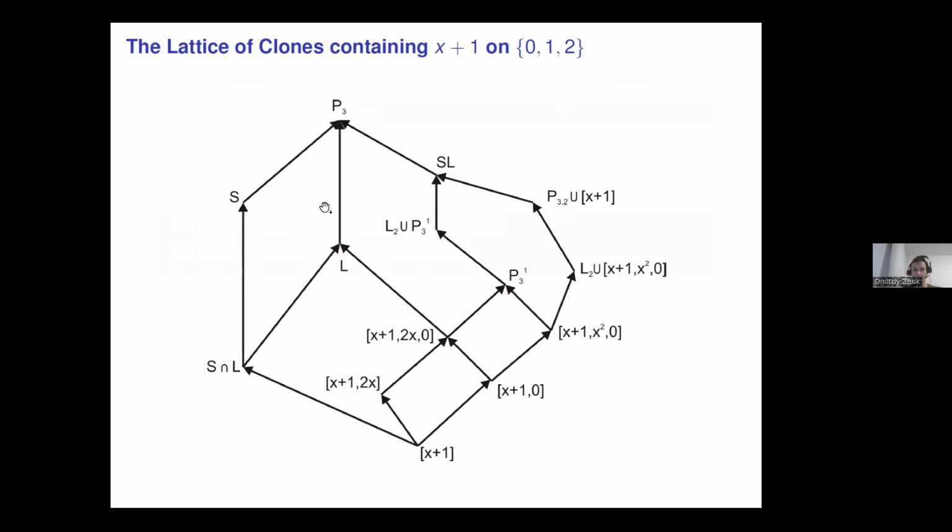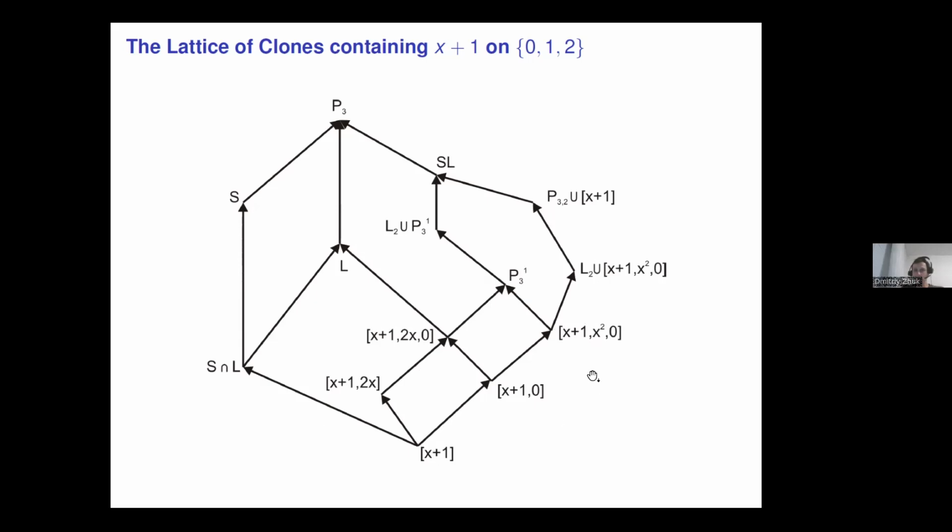And that's my first example. You can see the lattice of all clones on a 3-element domain containing the operation x plus 1. And this is a very nice exercise. You can easily give this exercise to a student, and I promise you that they will enjoy getting started. Like here you have x plus 1, a constant 0, here you add 2x, and now you have all permutations of the 3-element domain, and so on and so on.